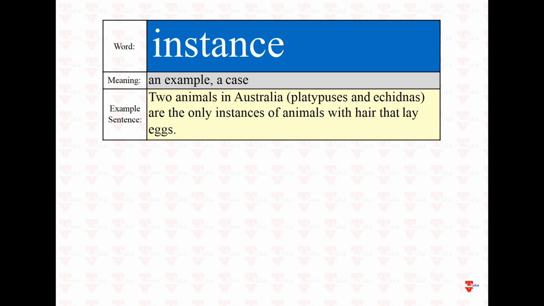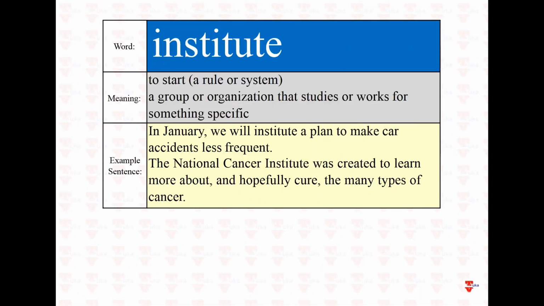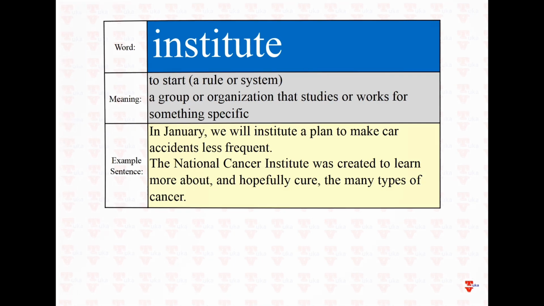Instance. An example, a case. Two animals in Australia, platypuses and echidnas, are the only instances of animals with hair that lay eggs. Institute. To start a rule or system; a group or organization that studies or works for something specific. In January, we will institute a plan to make car accidents less frequent. The National Cancer Institute was created to learn more about, and hopefully cure, the many types of cancer.